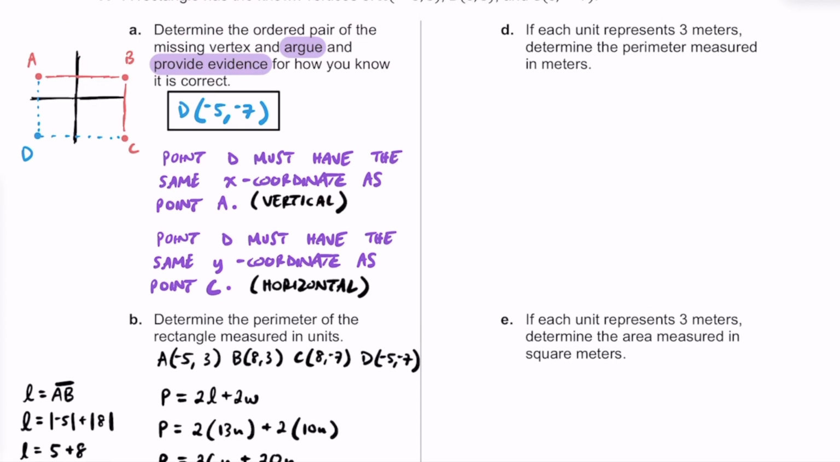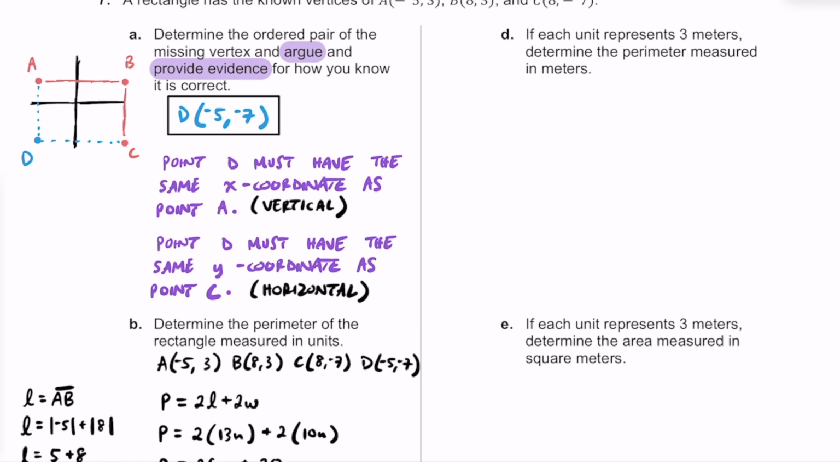Here's part D. All right, for part D, we're going to be changing units. They're giving us a conversion and saying that 1 unit is the same thing as 3 meters. So let's think about this whole context in terms of units and then convert to meters.